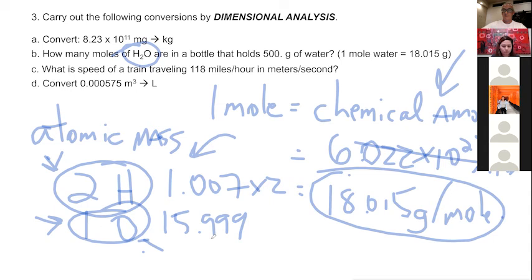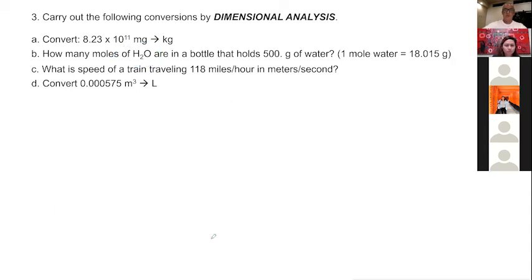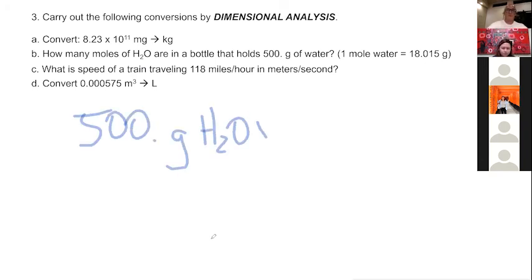So, like I said, we'll deal with more of that tomorrow. But all you need to do right now is convert one to the other. So if we have 500 grams of water, we're just going to convert that to moles. That's it. So how do we do that? What's the conversion factor between grams and moles for water?